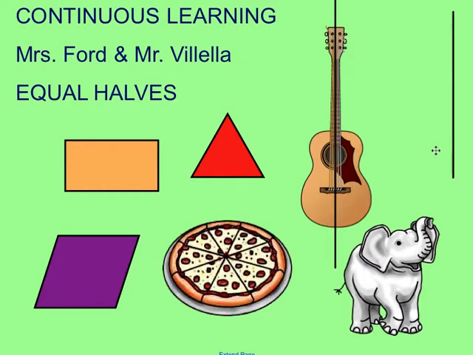Let's take this triangle here. If I put it down the middle, I can see that this is the exact same as this side here. So that would be an equal half. Taking my line over to this rectangle, I can see that I divided it into 2 equal squares. They are exactly the same, so that would be equal halves. If I go to this pizza here and cut right down the middle, that would be equal halves as well.